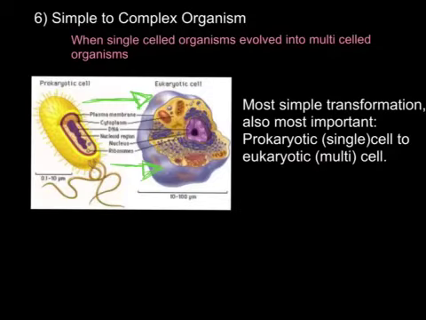Simple to complex organism. When single-celled organisms evolved into multi-cell organisms. Most simple transformation, also most important. Prokaryotic single-cell to eukaryotic multi-cell.